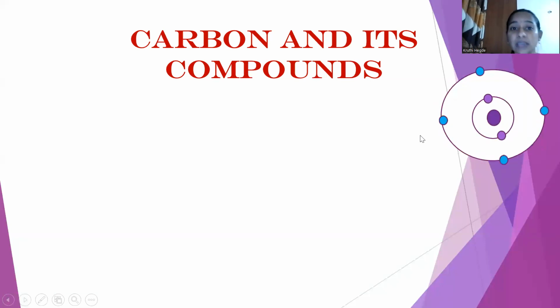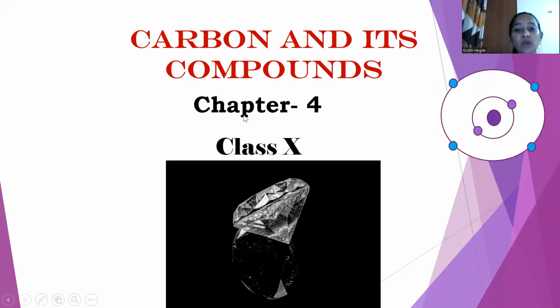So 6 is its atomic number, and an element having 6 as atomic number is none other than our carbon. So we are going to learn more about this carbon and its compounds in this particular video. This is the fourth chapter of class 10th. Here is a beautiful image of a form of carbon that is nothing but diamond.